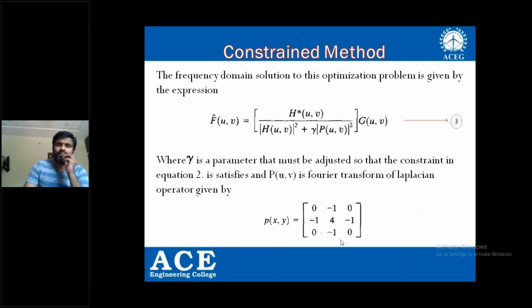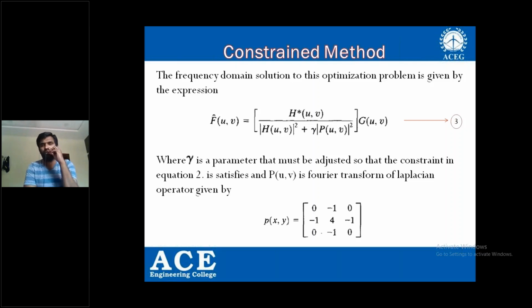So finally, how do you calculate that estimation? That estimation can be calculated by using this relation. The only thing you need to remember is this particular relation: F cap of u comma v equals H star of u comma v divided by |H of u comma v| whole square plus gamma into |P of u comma v| whole square, multiplied by G of u comma v. H star of u comma v is a known function. H of u comma v is a known function. What is gamma and what is P of u comma v, right? And G of u comma v is also a known function. That is, the Fourier transform of the degraded function is G of u comma v.